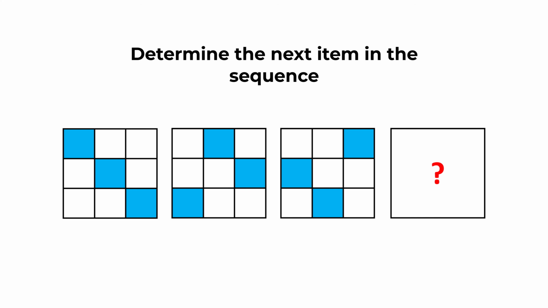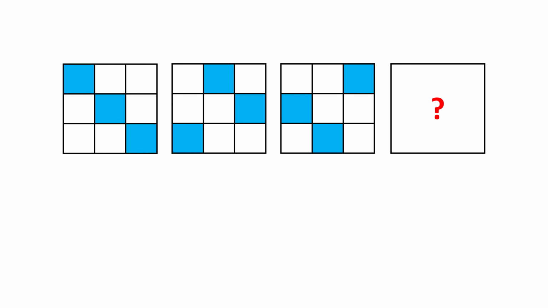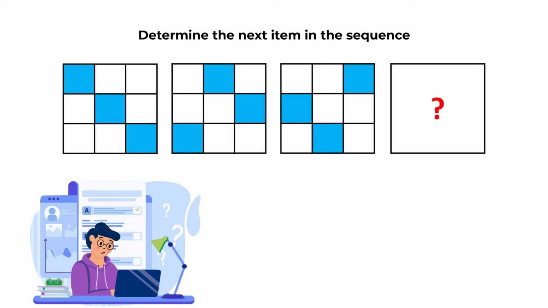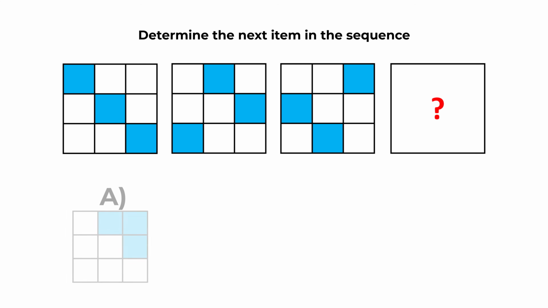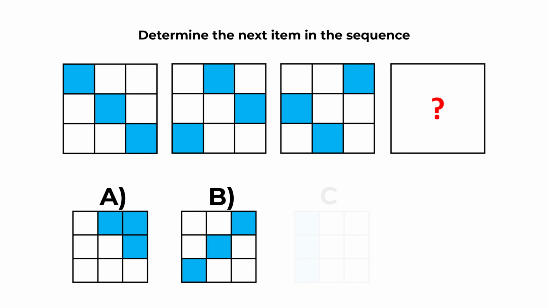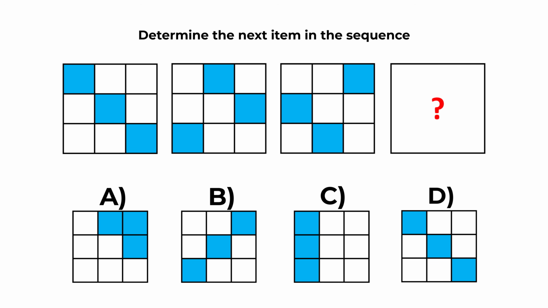Each large square contains 9 small squares inside, and the small squares are of different colors. You need to determine the next item in the sequence, and you have 4 different choices: A, B, C, and D. Do you see the answer?